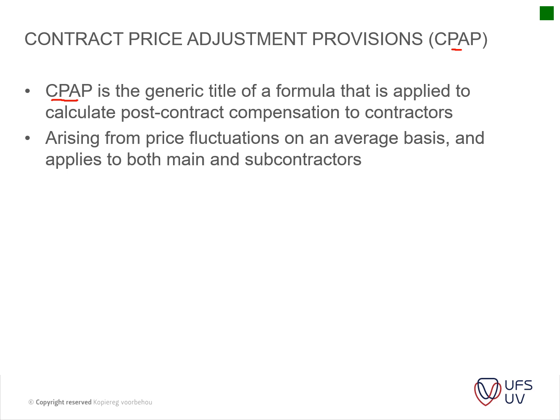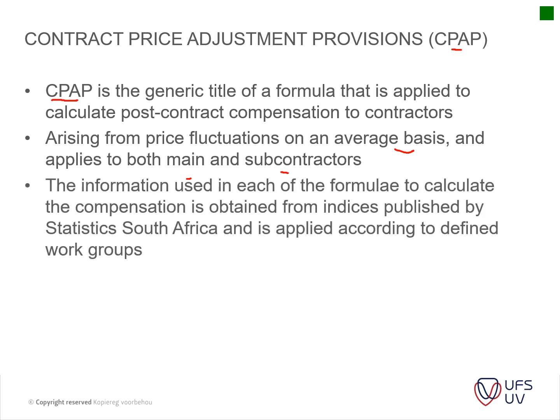So CPAP usually applies on contracts that run over more than 12 months, arising from the price fluctuations on an average basis, and applies to both main and subcontractors. Okay, so these inflation rates apply to both of them. The information used in each of the formulas to calculate the compensation is obtained from indices published by the BER or Stats SA, and is applied according to the defined work groups. So the work groups is just what I indicated now. So the short and the long of it is CPAP is just basically inflation calculated on a month-to-month basis on a project.